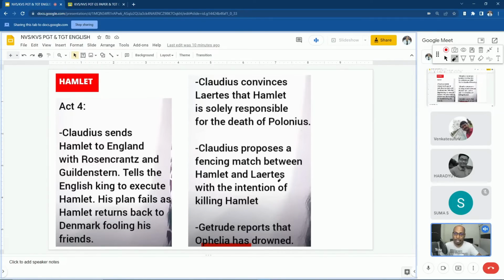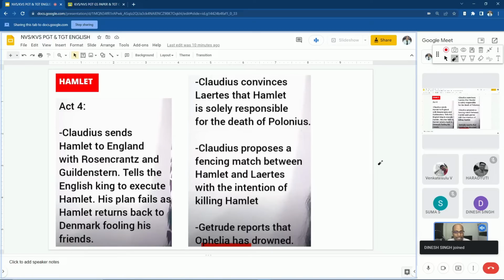Claudius convinces Laertes that Hamlet is solely responsible for the death of Polonius. After that, what happened? Laertes was furious because he came to know that Hamlet murdered his father, and Ophelia was drowned because of Hamlet. Correct?